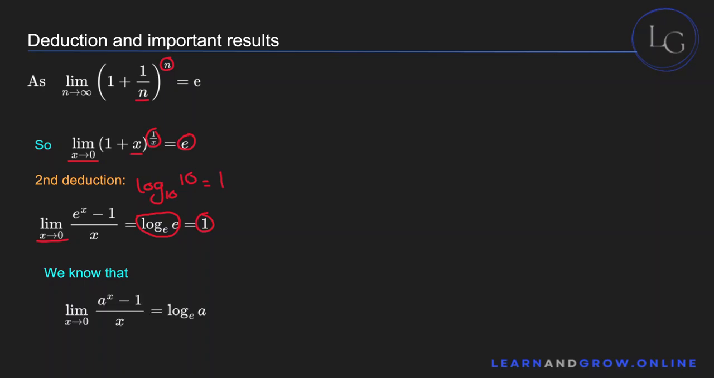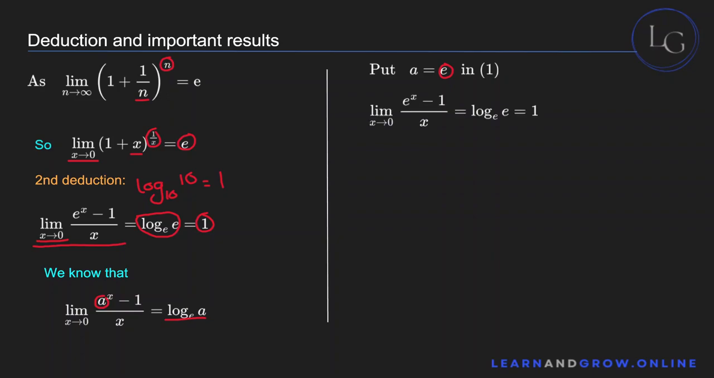Now, we know that the limit of (a^x - 1)/x as x approaches 0 is log base e of a. We've already proven this earlier, and now we'll use the same logic over here. You can just replace this a over here with e, right? And you get this term over here, right? So now instead of log base e of a, you have log base e of e. Simple. You get 1. Simple.